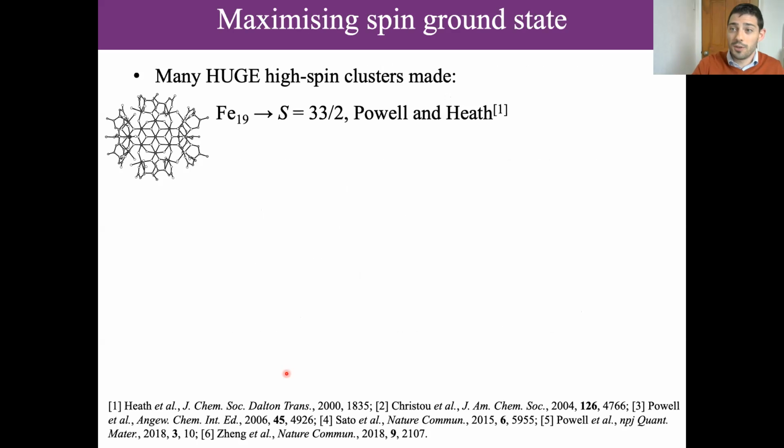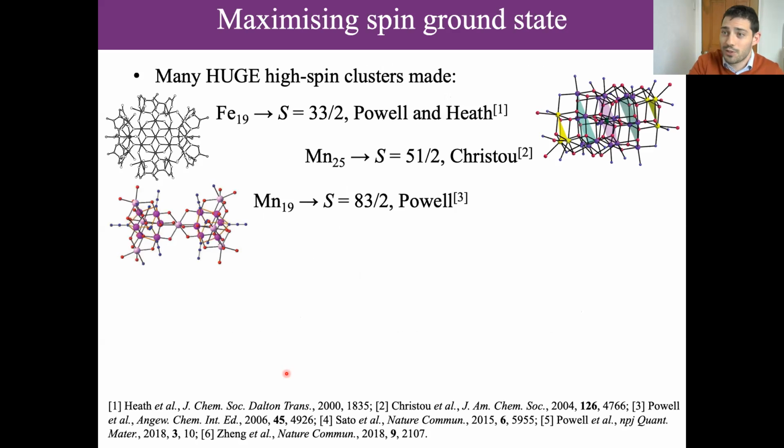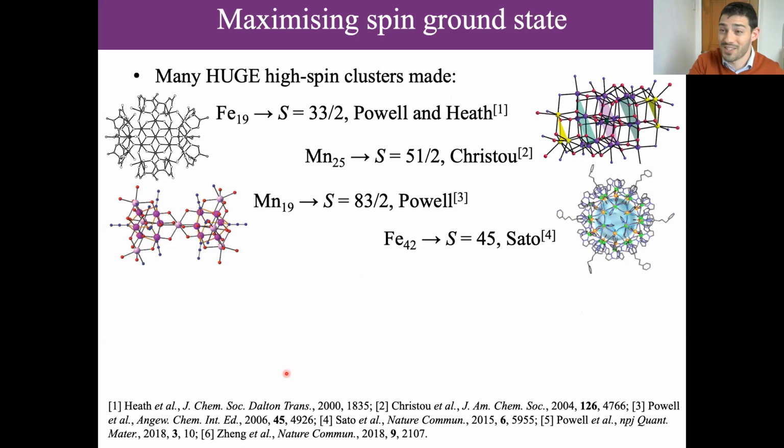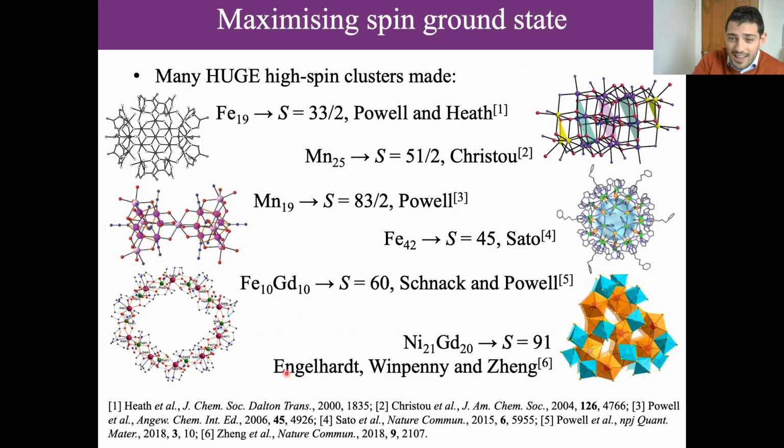And that's, of course, what most people did for the first 20 or so years of this community, making very big high spin clusters. So here are a few examples of some amazing chemistry that was done. So spin 33/2, that's pretty big. Spin 51/2, yeah, that's pretty big. 83/2, 45, so that's 90/2. 120/2, spin 91. I mean, this is getting ridiculous. And so you'd think we'd have some pretty good single molecule magnets by now.